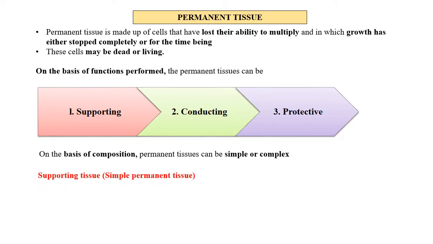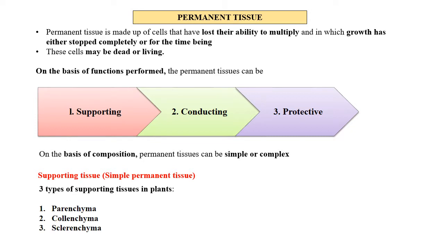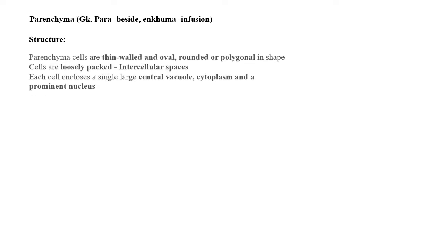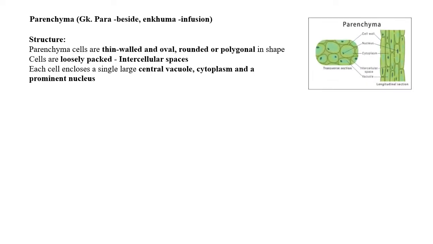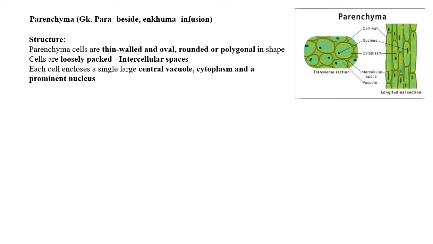Supporting tissue, simple permanent tissue. There are three types of supporting tissues in plants: parenchyma, collenchyma, and sclerenchyma. Parenchyma. Para, beside, enchyma, infusion. Structure. The parenchyma cells are thin-walled and oval, rounded, or polygonal in shape. Cells are loosely packed. Intercellular spaces are present in between the cells. Each cell encloses a single large central vacuole, cytoplasm, and a prominent nucleus.